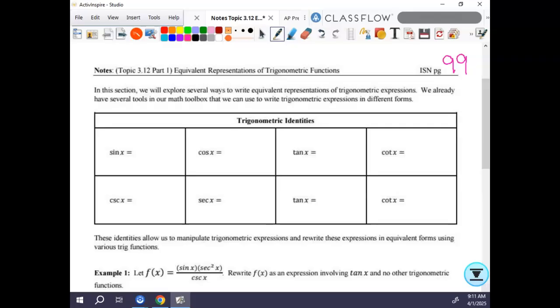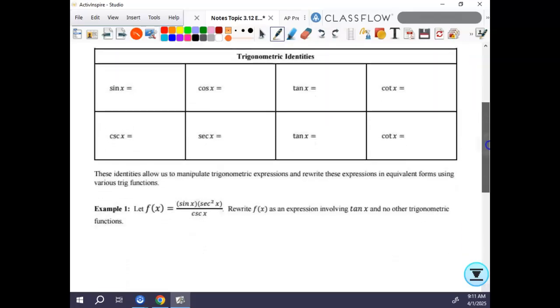So in this section, we will explore several ways to write equivalent representations of trigonometric expressions. That means we are changing the way it looks. We are not changing the value. We are changing 2/4 to 1/2. We are changing the square root of 12 to 2 square roots of 3, right? It's equivalent representations. So we have to know trig identities.